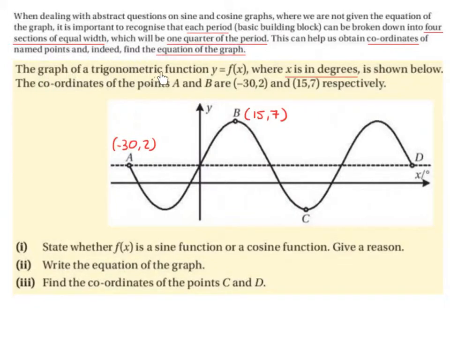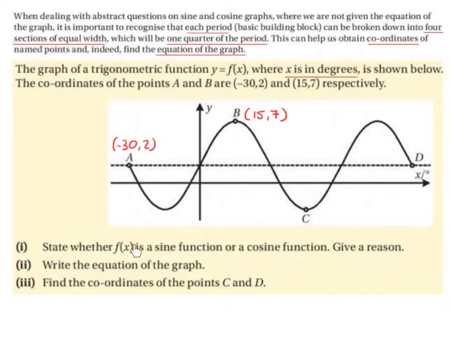The graph of the trigonometric function y equals f of x, where x is in degrees, is shown below. So our x-axis is in degrees. The coordinates of the points A and B are (-32) and (15, 7) respectively. So A is the point (0, -32) and B is the point (15, 7).